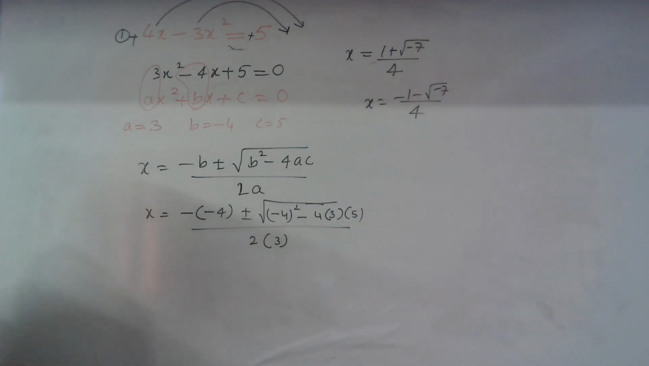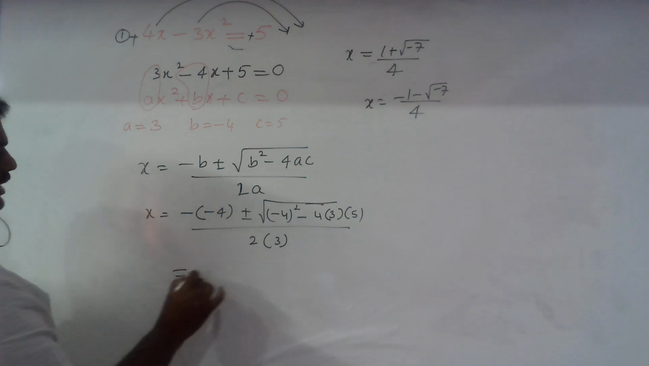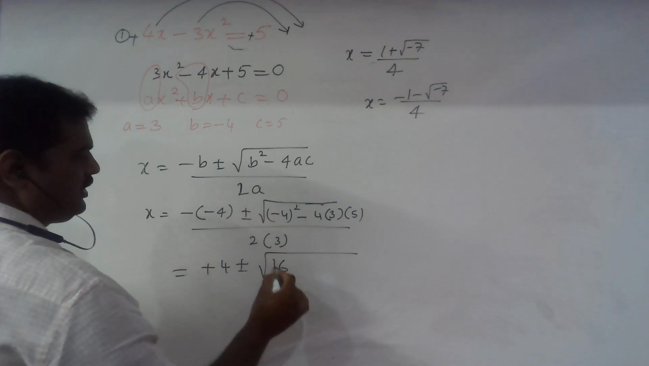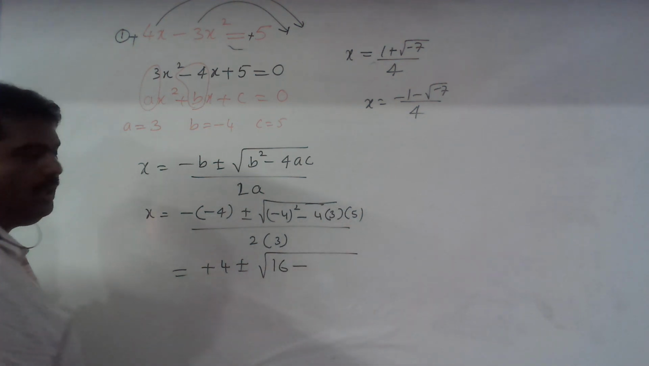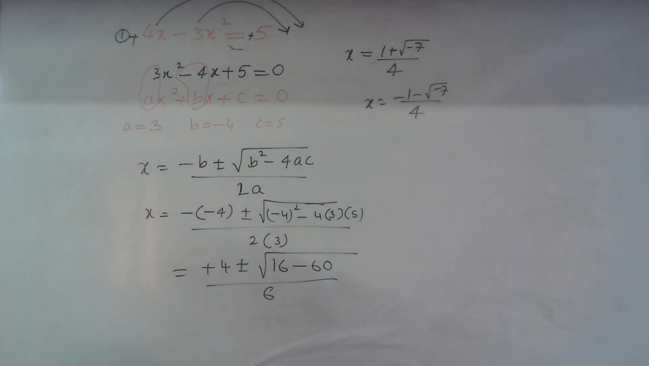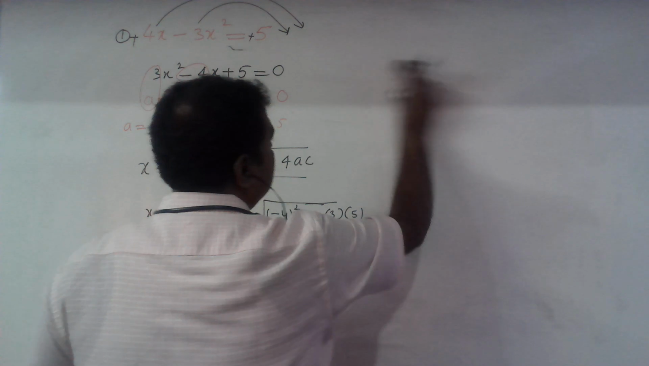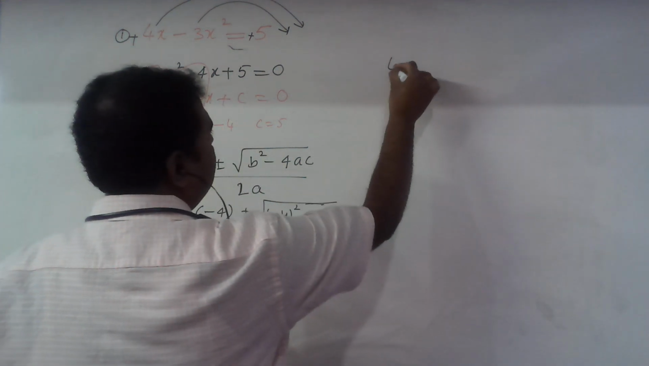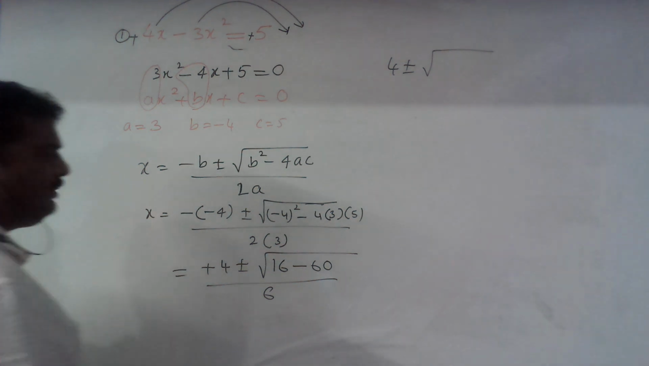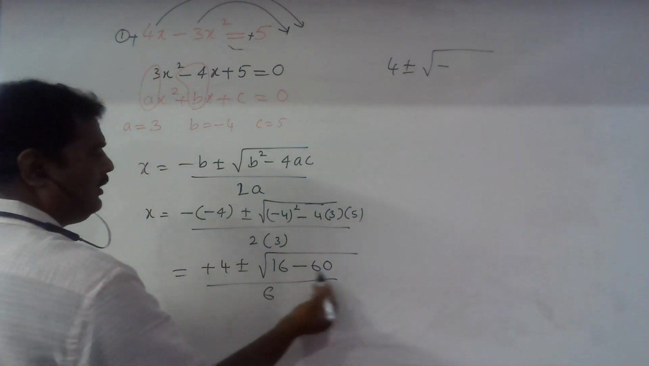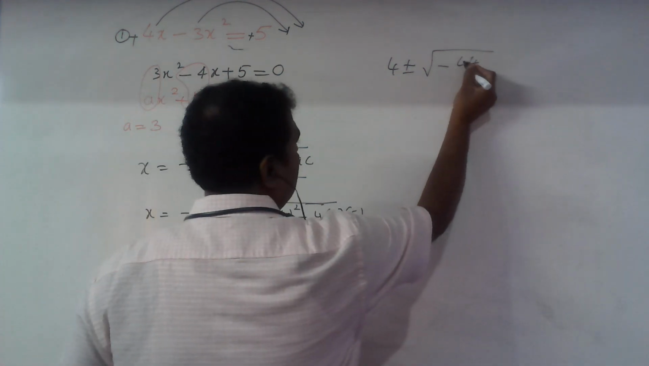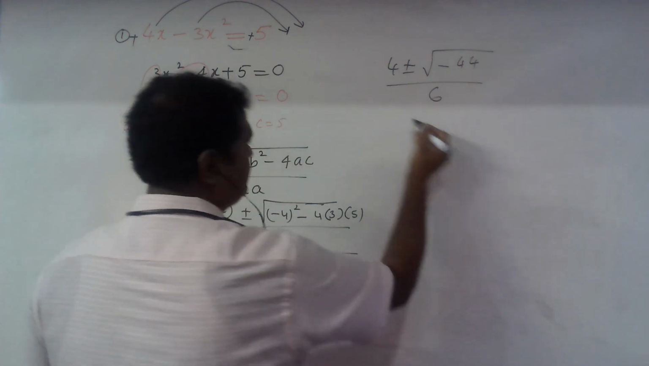So now we will go for the simplification. Minus of minus is plus 4 plus or minus root of minus 4 whole square is 16, minus 4 3s are 12, 12 5s are 60, divided by 2 3s are 6. Now we will go for the next simplification, that is 4 plus or minus root of 16 minus 60. Here in the subtraction, the greater number is 60, the sign of the 60 is minus. 16 minus 60 will be minus 44, divided by 6.